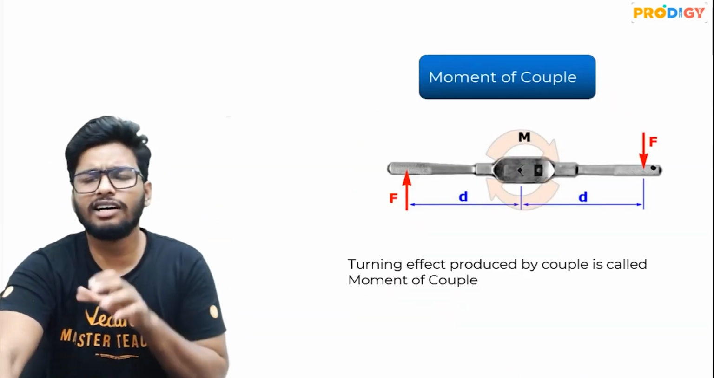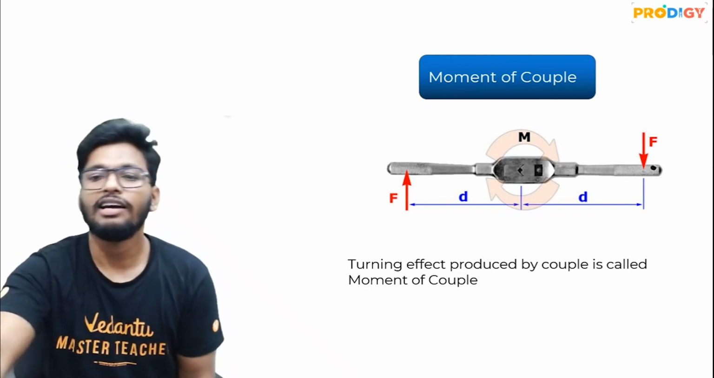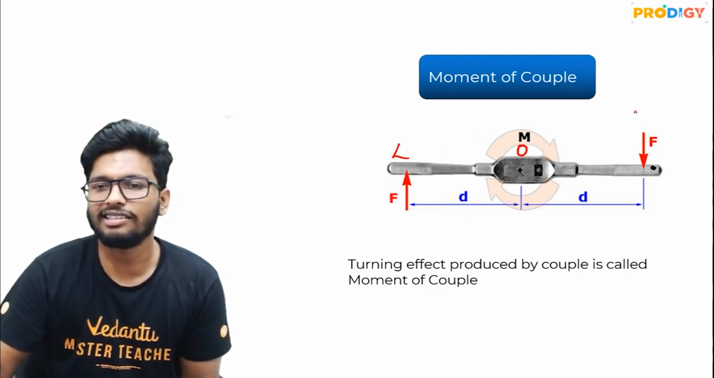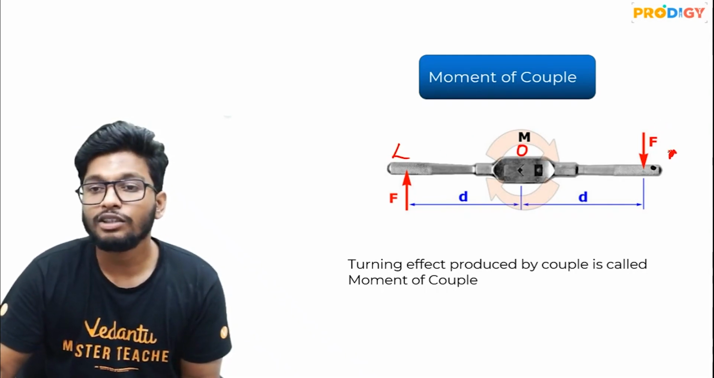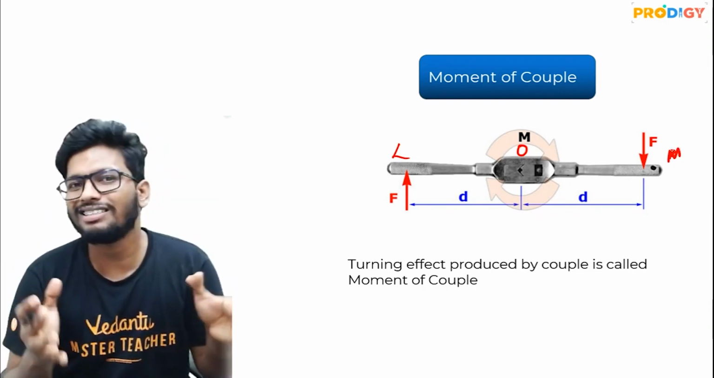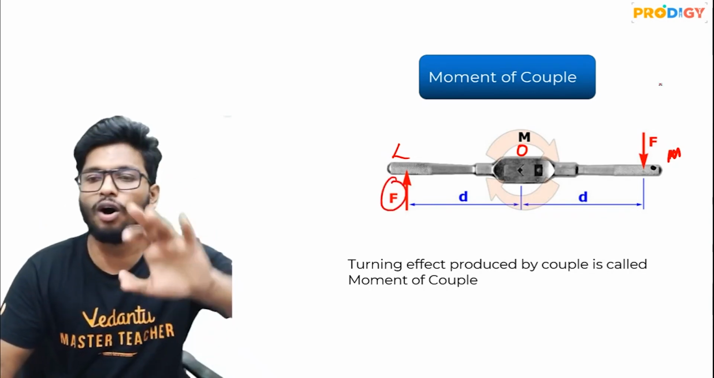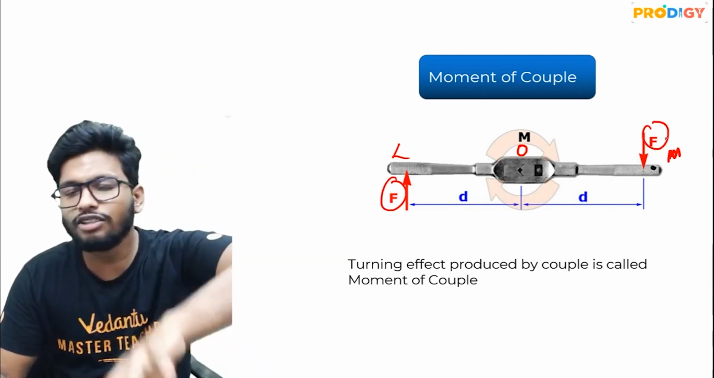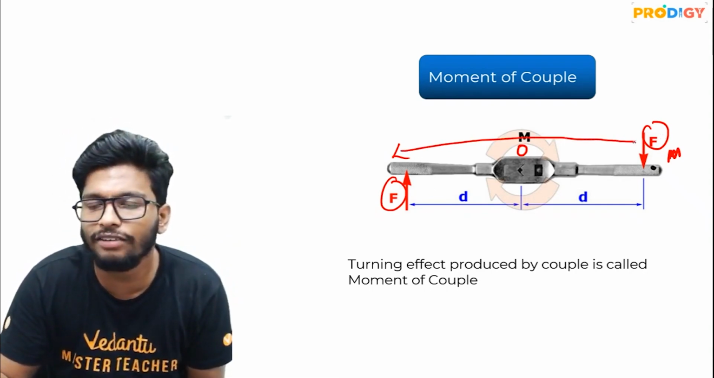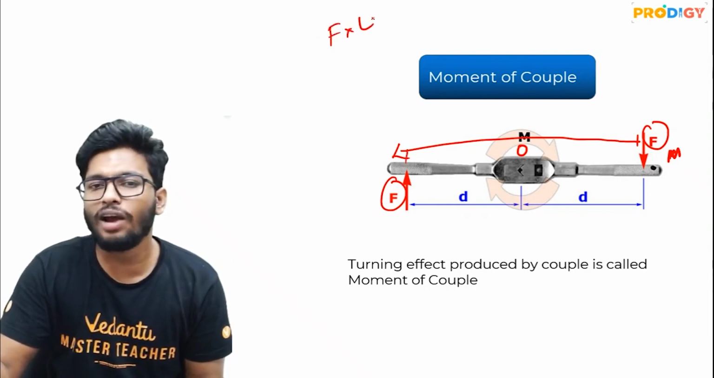Now the formula to calculate this is pretty similar. For example, guys, let's say that this is the fixed point. Let's take this as O, let's say this is L and this is M. So the formula to calculate this is very simple. The moment of couple is equal to either of the forces, either you can take this force or you can take this force, that's totally up to you, into the perpendicular distance between the two forces. That is L. So it's F into LM.